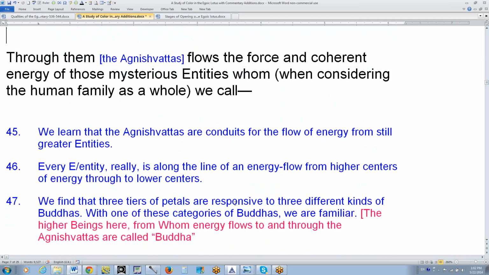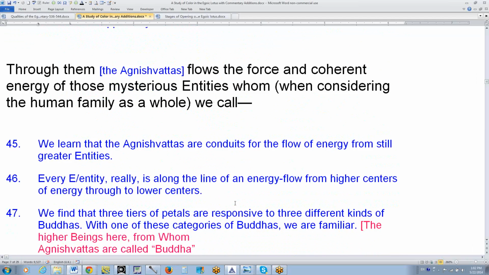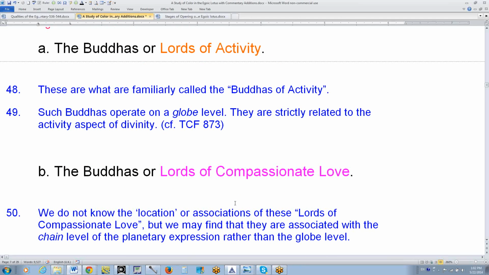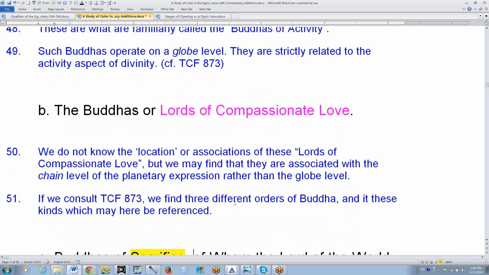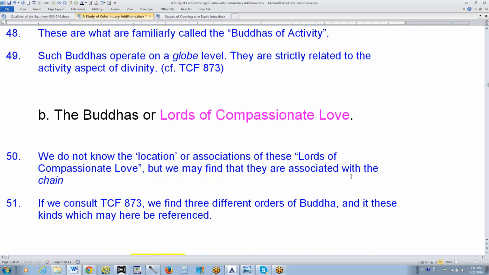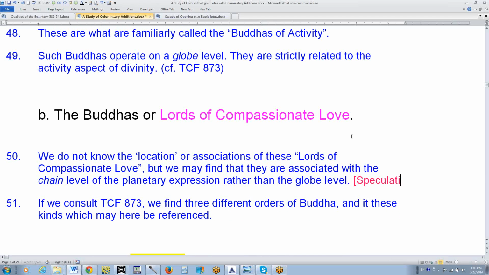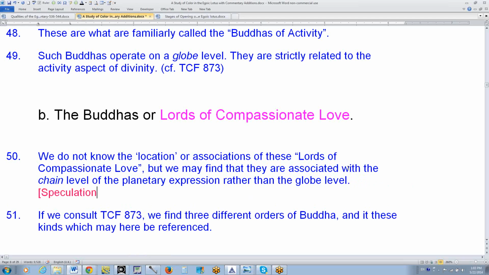And then we have flowing through the Agnishvattas the energy of the Buddhas, or lords of compassionate love. We do not know the location or associations of these lords of compassionate love, but we may find that they are associated with the chain level of the planetary expression rather than the globe level. That is a speculation. That page 873 is an important one. If we do consult 873, we find 3 different orders of Buddhas, and it is these kinds which may be referenced: globe, chain, and scheme levels.